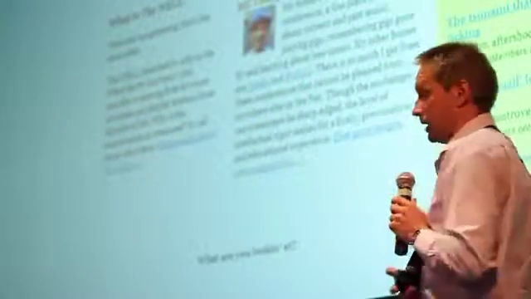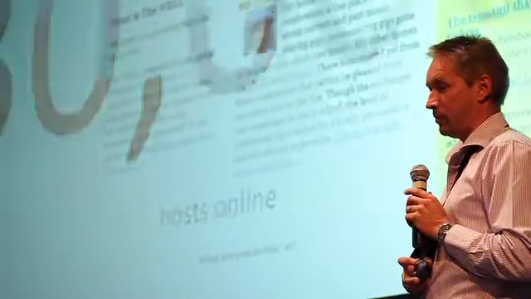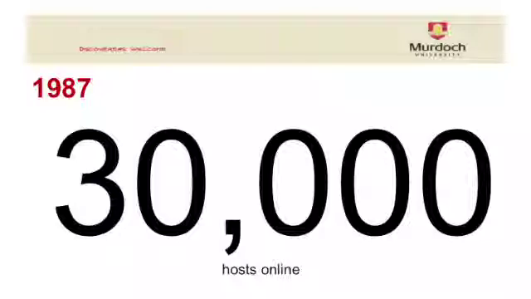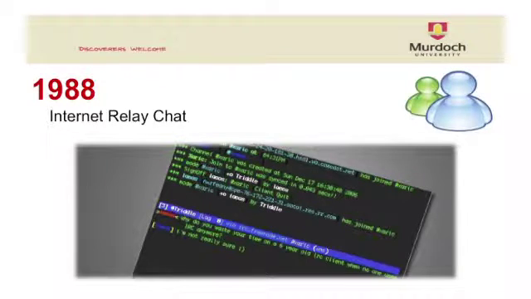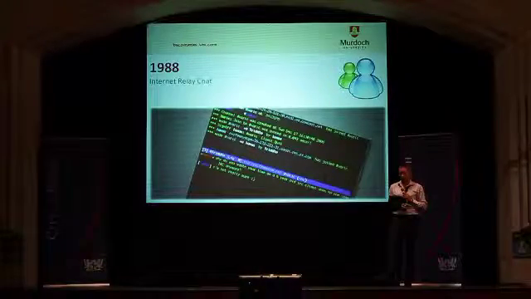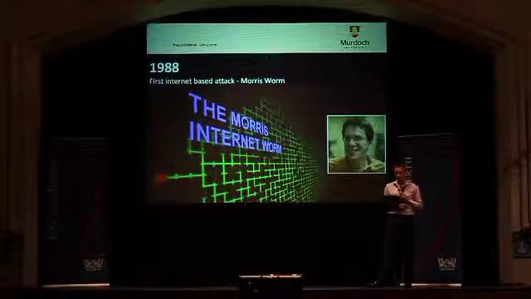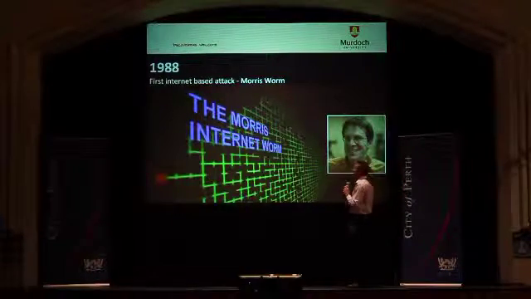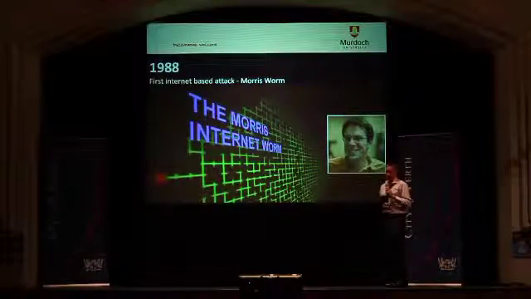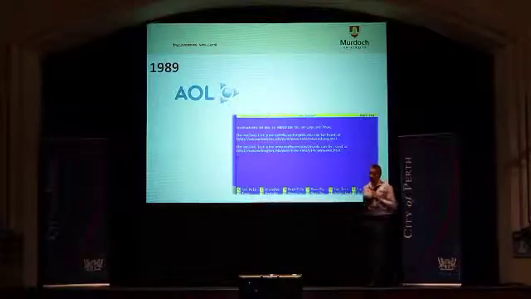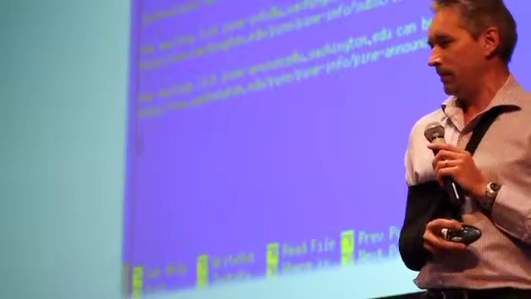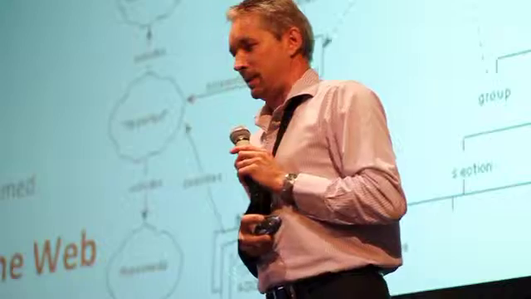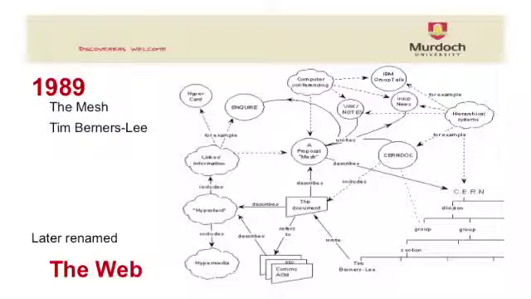You can go to this website. As you can see, that's a screen print of it. 87, there were only 30,000 hosts online. 88, Internet Relay Chat, which you probably know today as instant messaging. Also in 88, the first internet-based attack was done by this bloke, Mr. Morris, and it was called the Morris worm. 89, AOL was born. In 89 also, the mesh came about. It was later renamed the web.